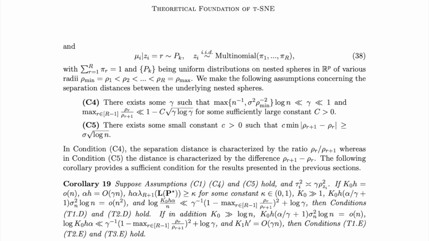Corollary 19. Suppose assumptions C1, C4, and C5 hold. If the tuning parameters satisfy the stated conditions on K0, the early exaggeration parameter α, and log n, then conditions T1d and T2d hold. If in addition the further conditions on K1, α, and log n are satisfied, then conditions T1e and T3e hold.